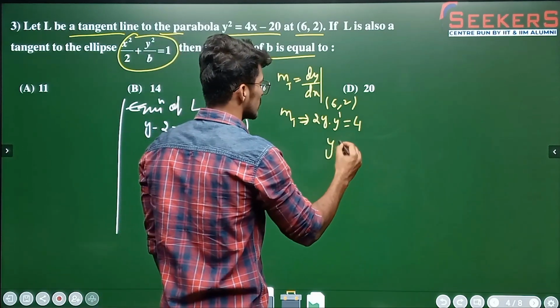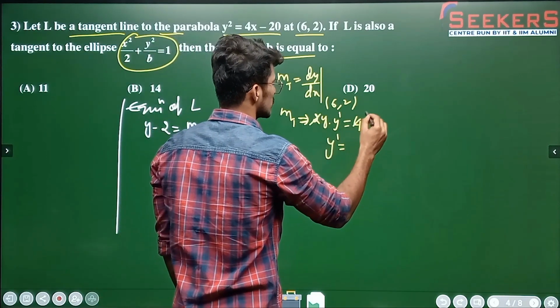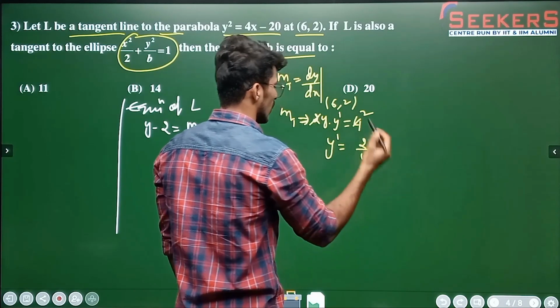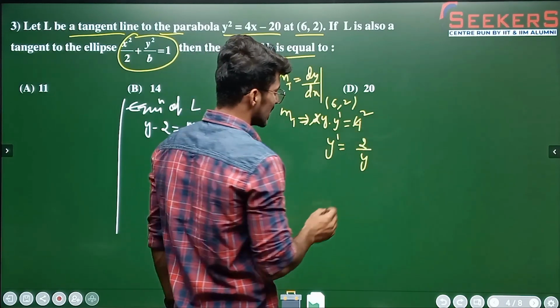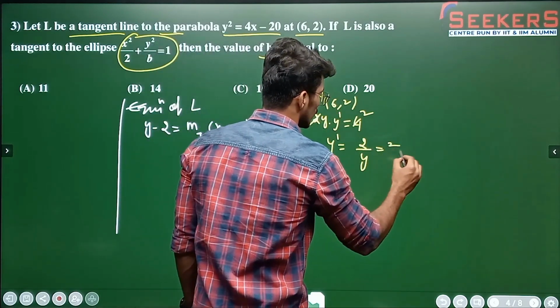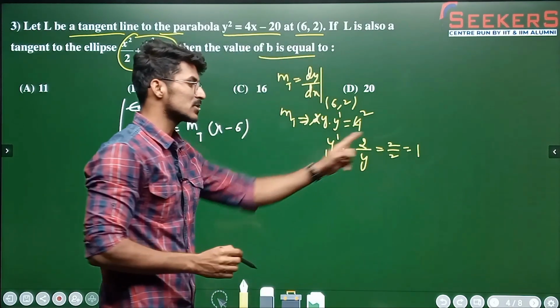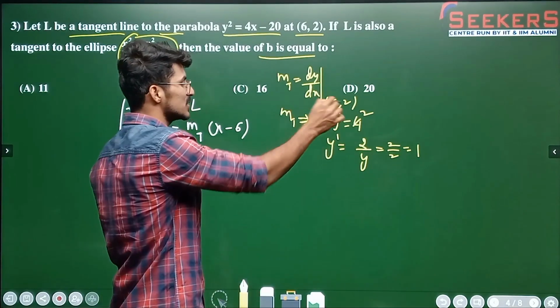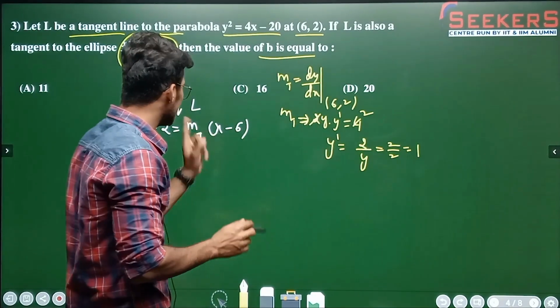So now y dash is going to be what? 2 by y. So 2 by y is nothing but what? Actually, this is the point. What is the y coordinate of the given point? 2. So 2 by 2, which is 1. So this is the slope of the tangent. Y dash at this point is what? 1. So slope of the tangent I got 1.